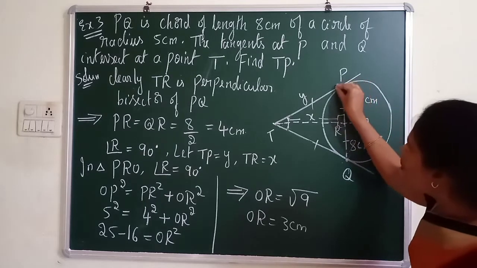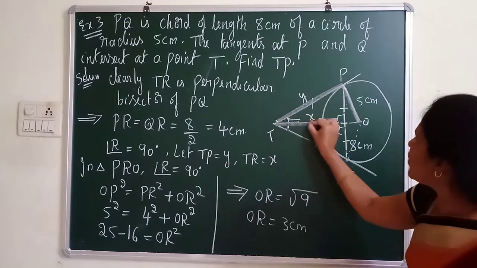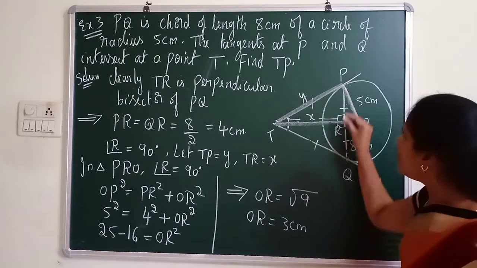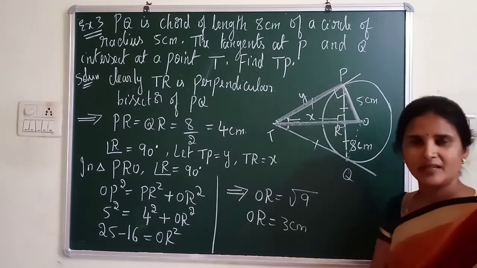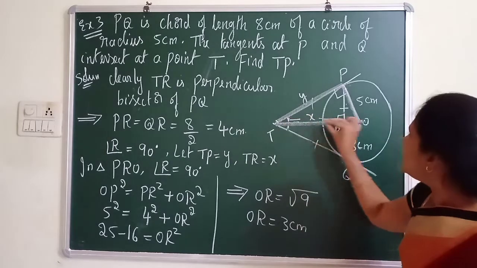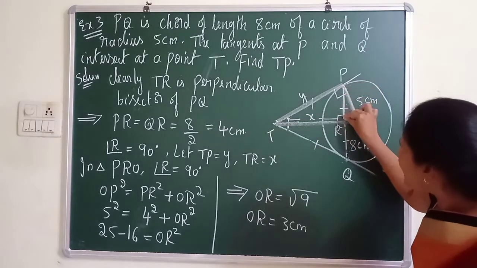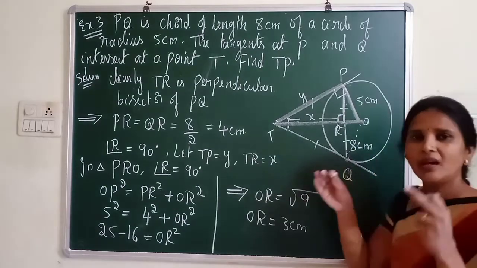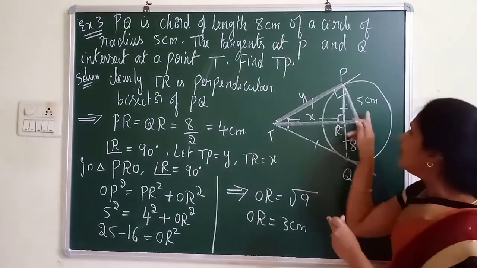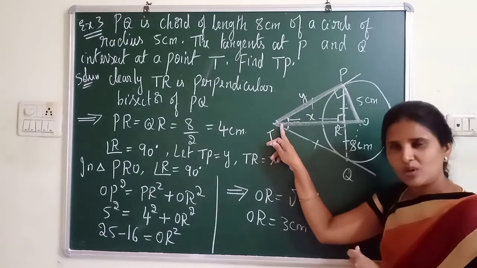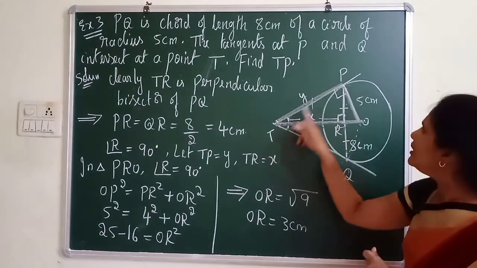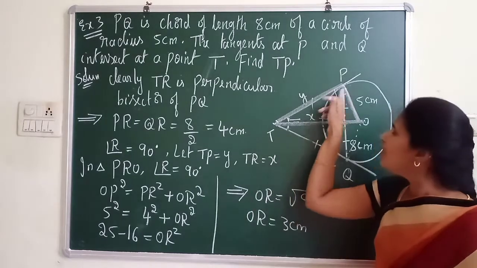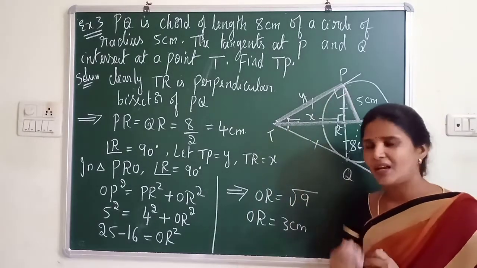You can see OPT is one right angle triangle where angle P is 90 degrees, and TRP is another right angle triangle where angle R is 90 degrees. The main idea is I am applying Pythagoras in OPT and also in TPR. Then I am equating both to get the length of TP. That is the main idea before.